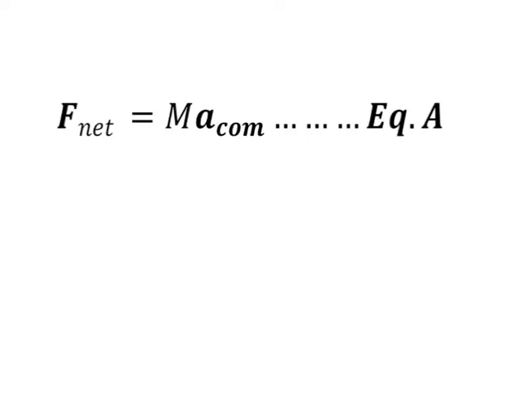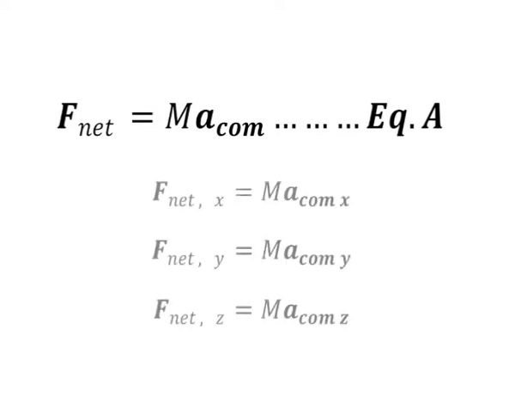This equation gives no information about the acceleration of any other point of the system. The equation is equivalent to three equations involving the components of F net and a com along the three coordinate axes. These equations are F net x = m a com x, F net y = m a com y, F net z = m a com z.